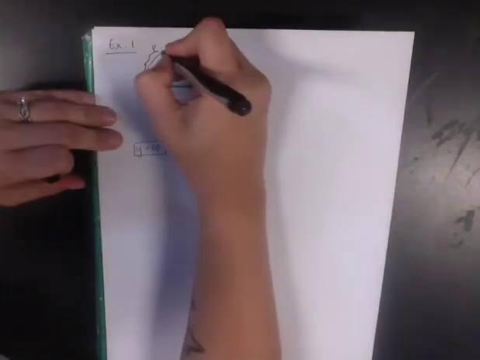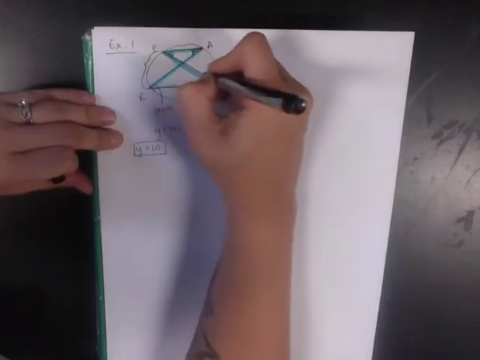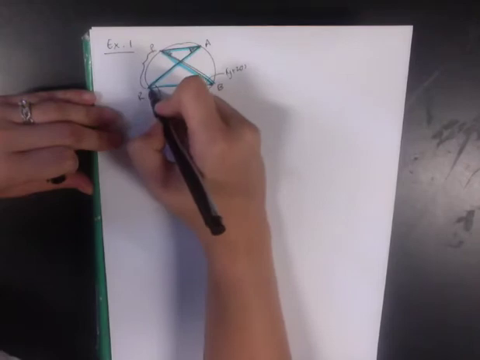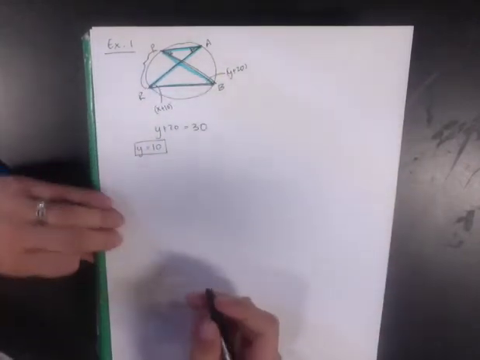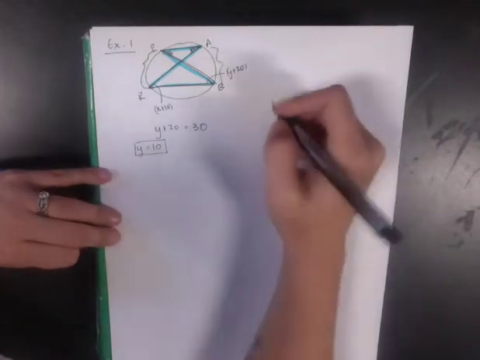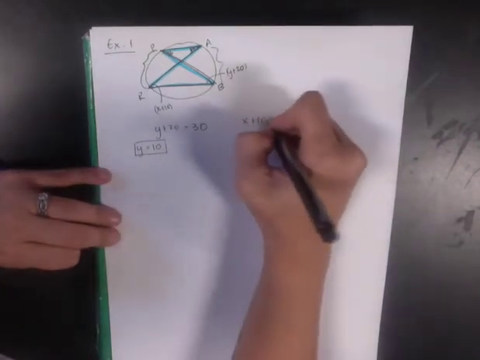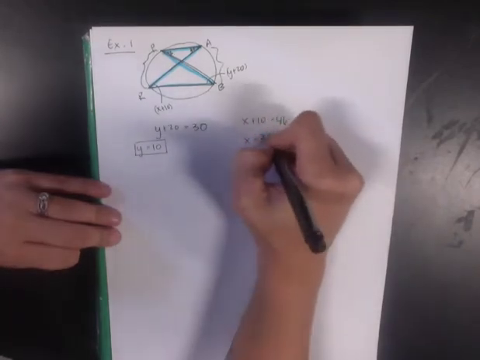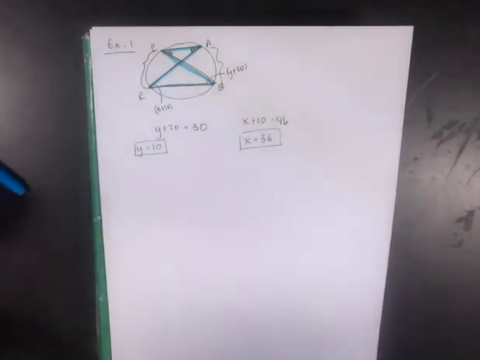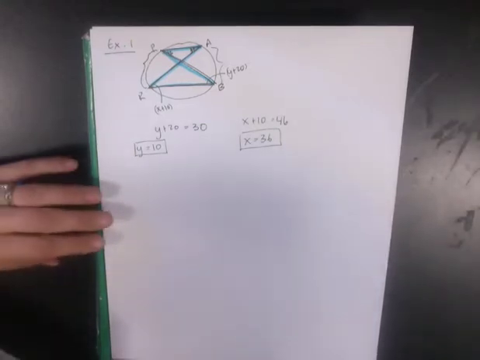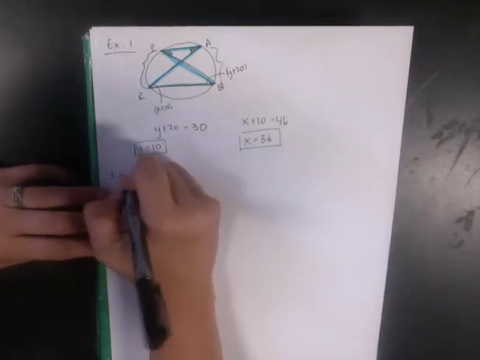Now, likewise, if I look here at this angle of 46 and here at this angle of x plus 10, they are both going to arc AB. So I can say x plus 10 equals 46, and x is 36. Okay, because they are going to the same arc, that means that they have the same length. Let's do another example.